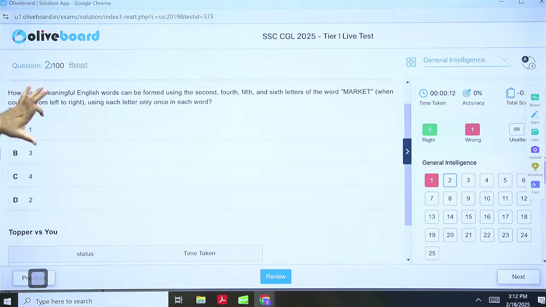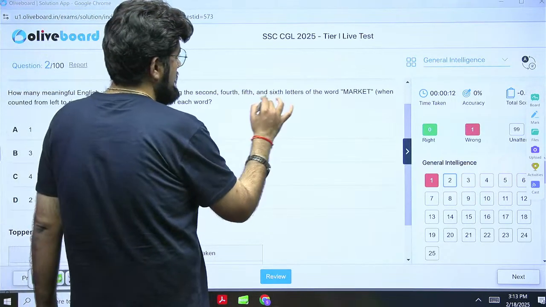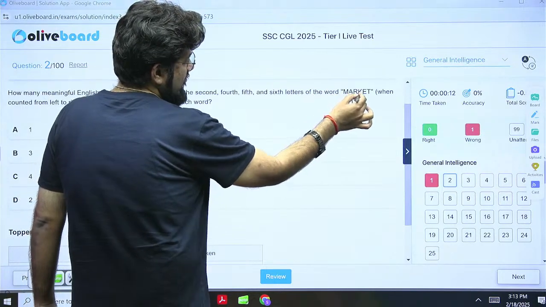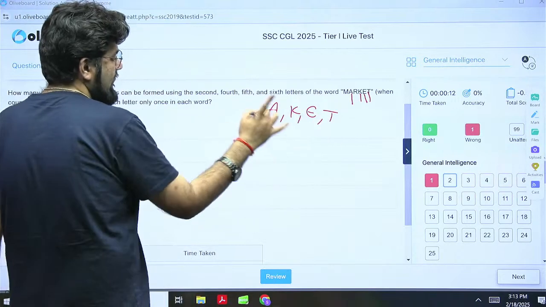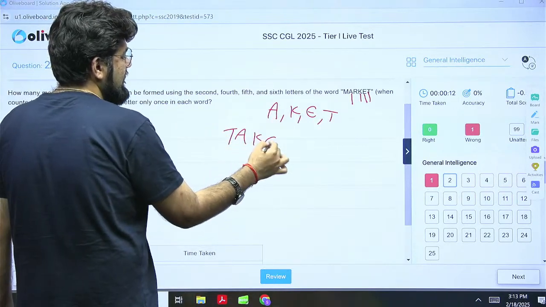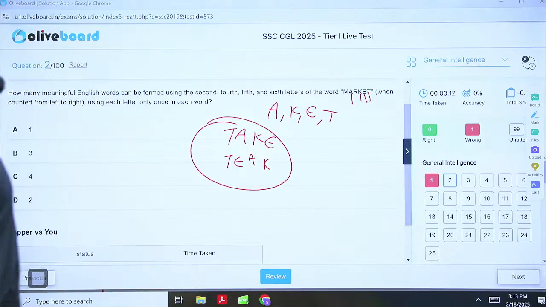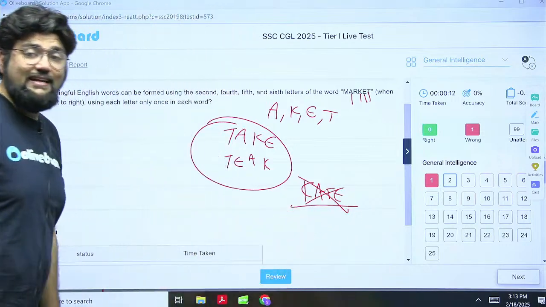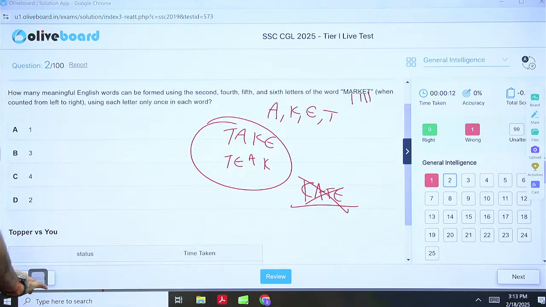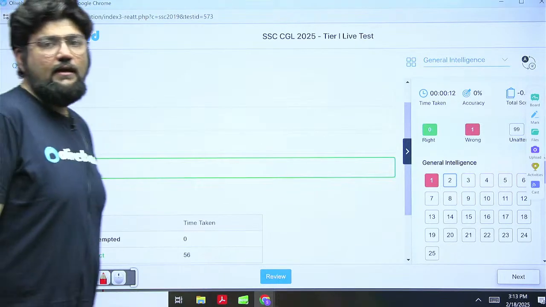How many meaningful English words can be formed using the second, fourth, fifth and sixth? Now, when I say second, fourth, fifth and sixth, I am restricting myself here. So this is second, fourth, fifth and sixth. So we have A, K, E, T. Now we can see two words here, that is T, A, K, E and T, E, A, K. These are the only two meaningful words which can be formed. A lot of you think that K, A, T, E, Kate can also be a meaningful word, but it is not true because that is a name. It does not have an associated meaning. So option D becomes your correct answer. Two meaningful words can be formed.